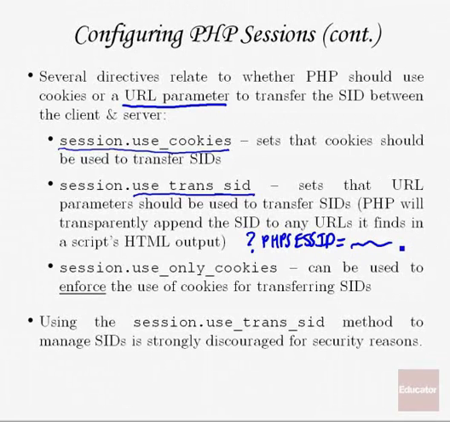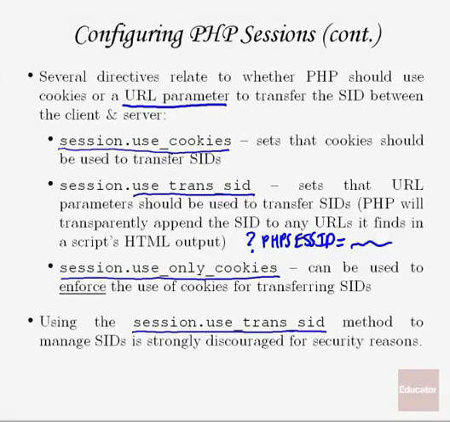So what that's going to do is, anytime a user clicks on those particular links, PHP is going to be able to get that session ID via this GET variable. One other thing that you can do is there's a configuration directive, session.use_only_cookies, which explicitly enforces that you can only use cookies for transferring SIDs, and that's basically the safe and secure way to do it. And because of that, the use_trans_sid configuration directive for managing SIDs is strongly discouraged for security reasons.